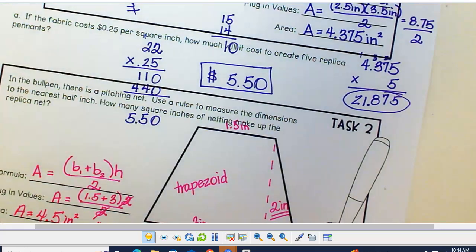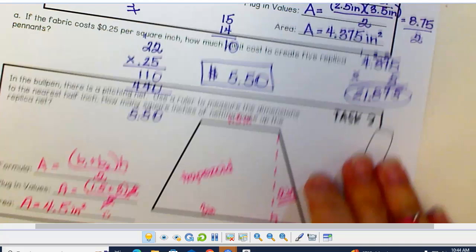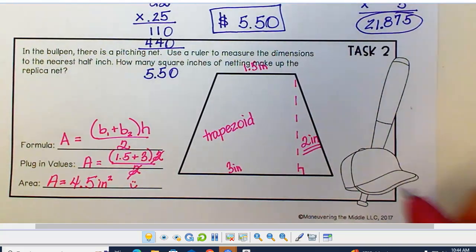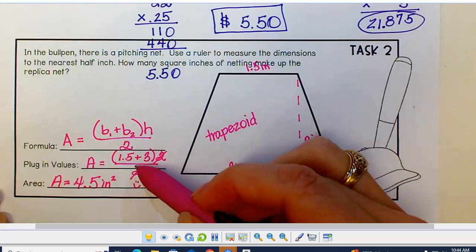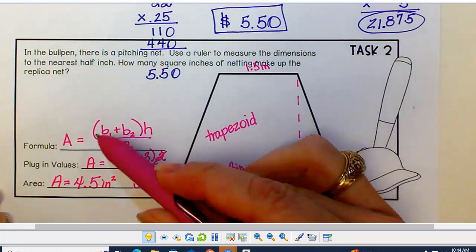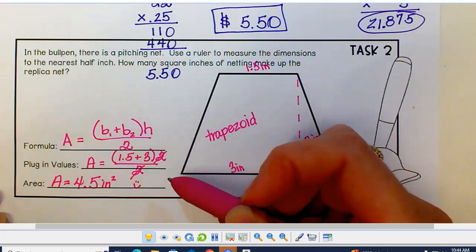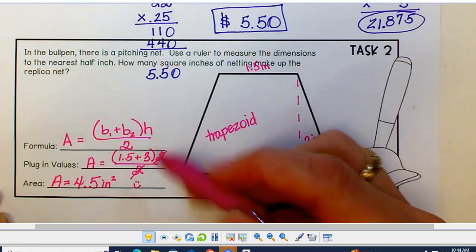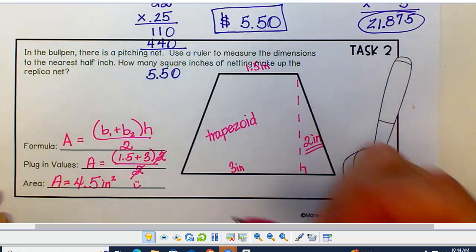Smiley face. Sorry about that. Okay, so there we go. 1.5 plus 3, those are the sum of our two bases. I'd multiply that by 2, but then I'm also going to divide it by 2, so just cancel those out, and you get 4.5 inches.